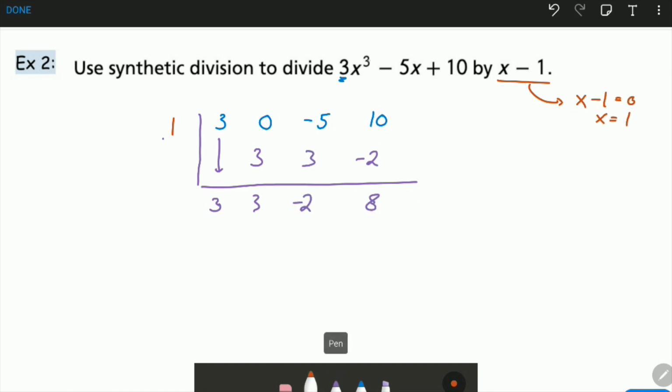Again, this particular problem started off as a cubic. So whenever I divide by a linear expression, the exponent is going to decrease by 1. So whenever I write out the answer, it's going to be 3x squared plus 3x minus 2, with that last number being our remainder. So plus 8 over our divisor, which was x minus 1.